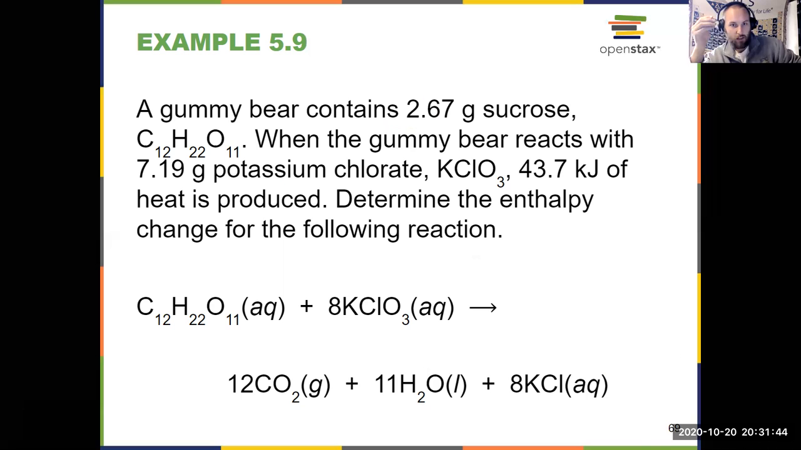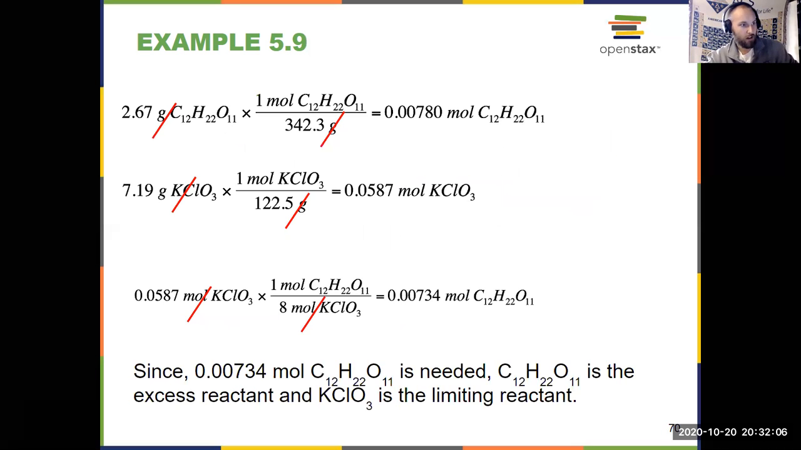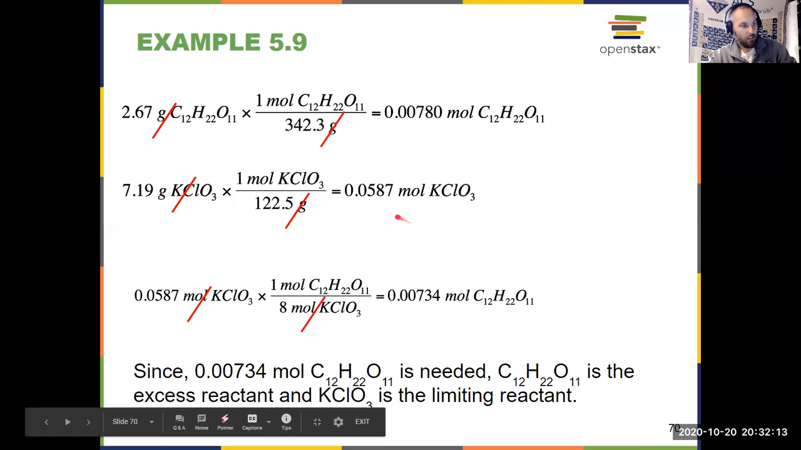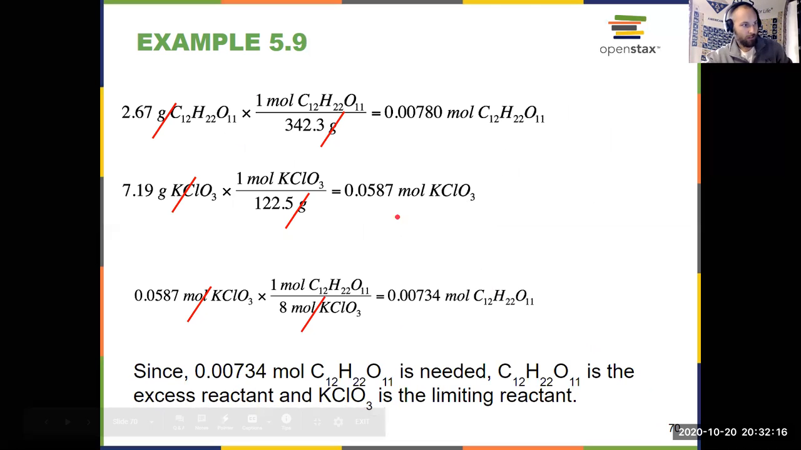The strategy is to first calculate the limiting reactant. You're given sucrose, 2.67 grams, and potassium chlorate, 7.19 grams. Figure out, given the balanced chemical equation below, what the limiting reactant is, because that's what you'll have to use to determine the enthalpy change. So that's shown here on slide 70. Potassium chlorate is the limiting reactant. It makes less.